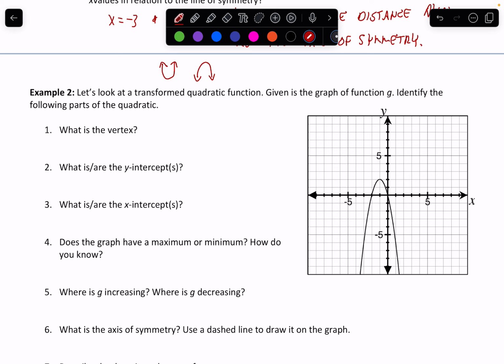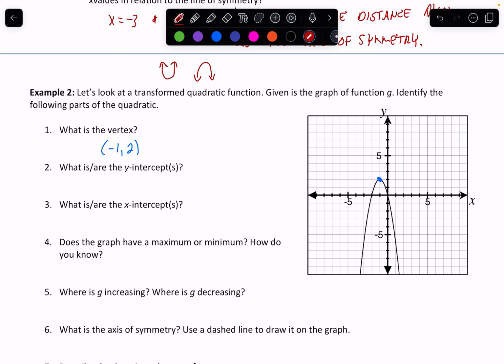So we've got this function g, this quadratic. We want to identify these parts. First off, what's the vertex? Well, the vertex is either your highest point or your lowest point. If you notice, your vertex is right here, at this point. So your vertex is at (-1, 2). Those are the coordinates of your vertex.